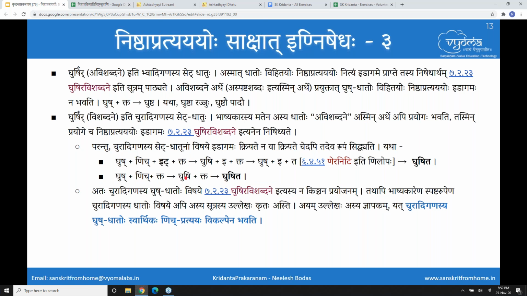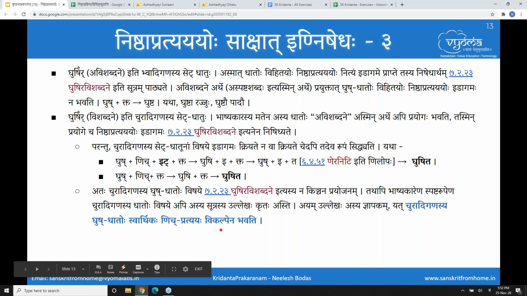That continues from the previous discussion. Whether it is with idagama or without idagama, there is no difference, and therefore चुरादिगणस्य घुषधातोः विषये घुषिरविशब्दने इत्यस्य न किंचन प्रयोजनम्. तथापि भाष्यकारेण स्पष्टरूपेण चुरादिगणस्य विषये धातोः विषये अपि अस्य सूत्रेषु उल्लेखः कृतः अस्ति. अयमुल्लेखः अस्य ज्ञापकं यत् चुरादिगणस्य घुषधातोः स्वार्थिकः णिच् प्रत्ययः विकल्पेन भवति.